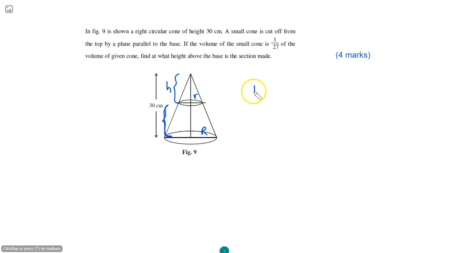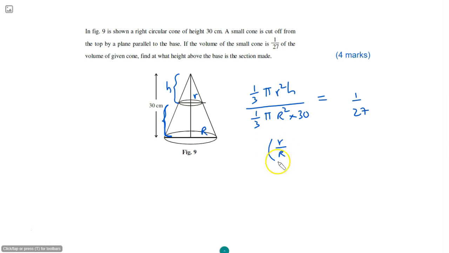Volume of the small cone, 1/3 pi r square h, divided by volume of the original cone, 1/3 pi R square, height is 30, right? This is equal to 1/27. If you simplify this, you'll get r by capital R whole square into h by 30 is equal to 1/27. You cannot find the value of any of these variables because we just have one equation. So we need to find one more equation somehow.